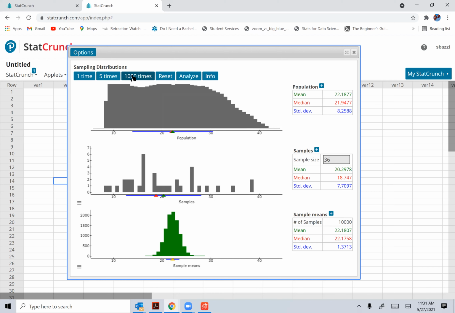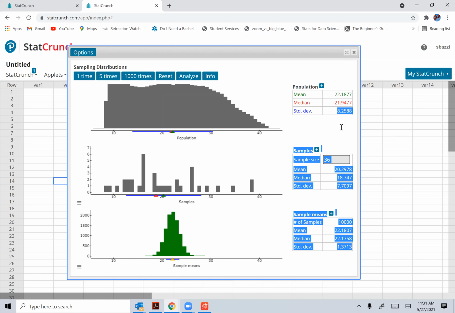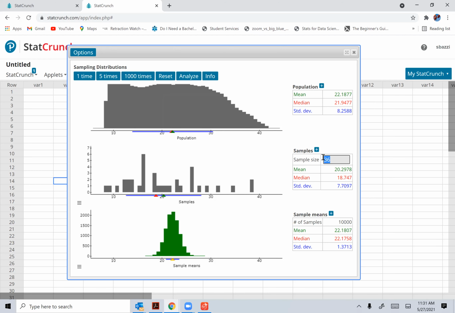Can you give me some observations, guys? So what is the mean of the original population? 22.18. What is the mean of the new population? 22.18. It's the same mean. Even if the original population is not bell-shaped, when you pick samples, you end up with a population that has the same mean. But I'd like you guys to take this standard deviation, 8.2588, the original one, and divide it by the square root of 36. Can someone do that for us? 1.3. The square root of 36 is 6.